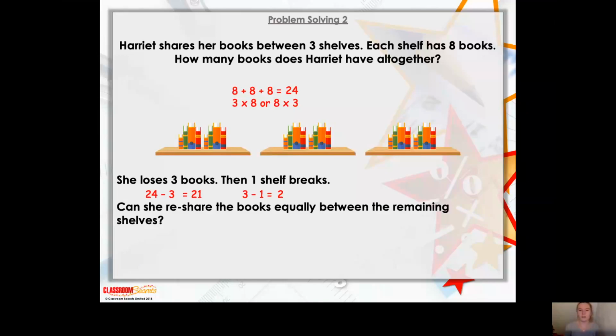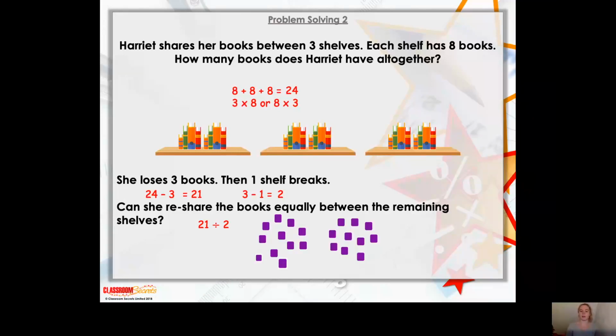Okay, pause the video now and see if you can have a go at answering this question. Okay, Year 2, so let's see how you got on. Well, we need to do 21 divided by 2 because remember she has 21 books and there are 2 shelves. So let's have a look. There you go.